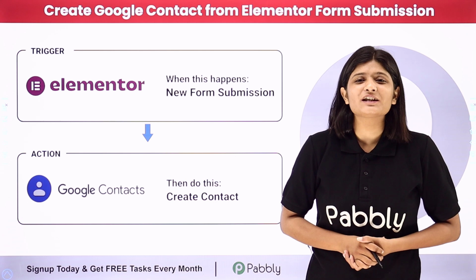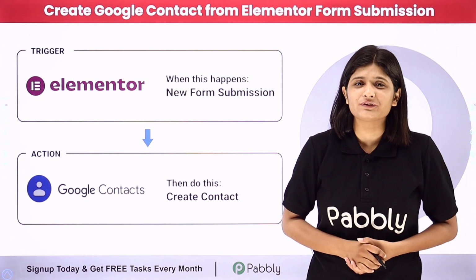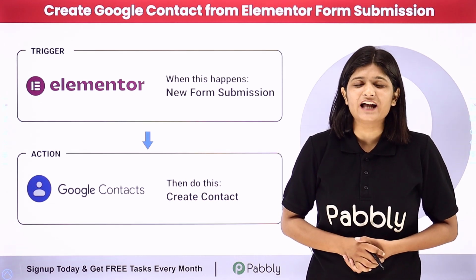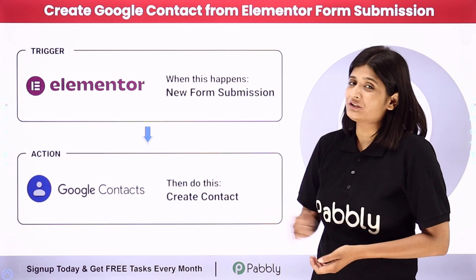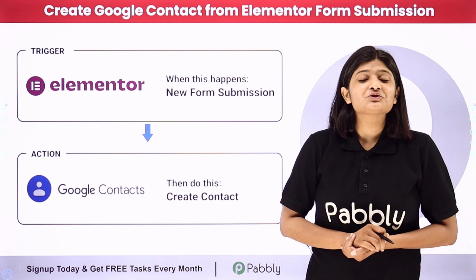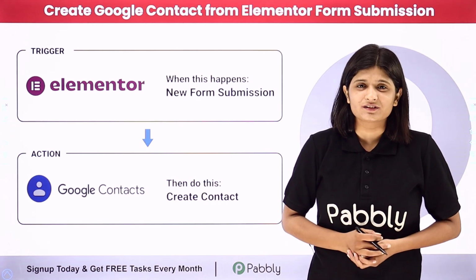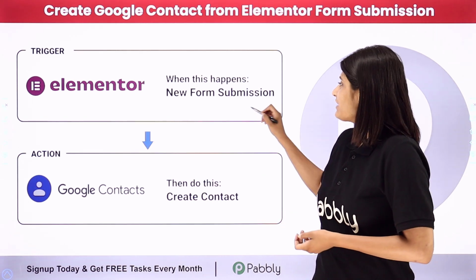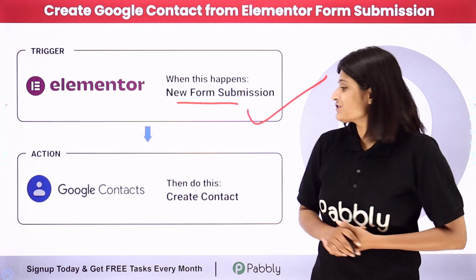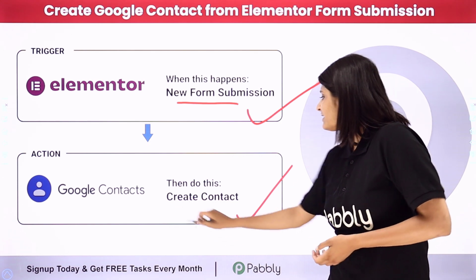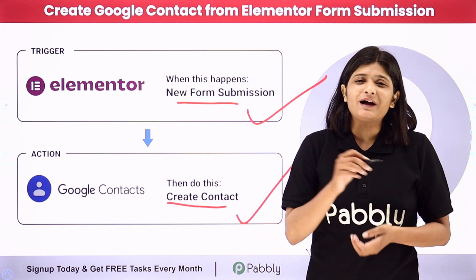Pabbly Connect is an amazing automation and integration software which requires no coding or programming skill. I just need to build a connection between Elementor and Google Contacts. Pabbly Connect runs on two principles, which are triggers and actions. Here as my trigger application I will take Elementor, where the new form submission will be made, and as my action application I will take Google Contacts, where the contact will be created automatically.